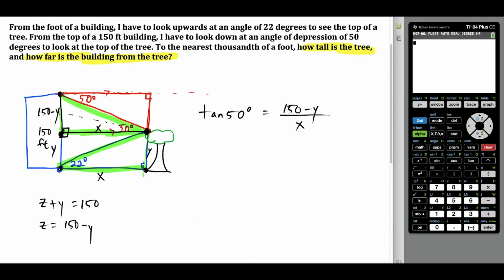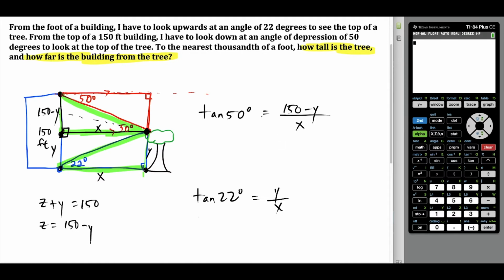But now if I look at this right triangle over here, I could say that tangent of 22 degrees is equal to y over x. So we could say tangent of 22 degrees is equal to y over x. So now with these two equations, we can do a bunch of algebra to solve for x and y.